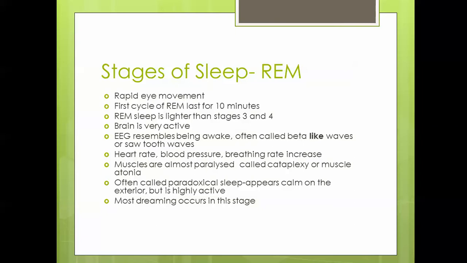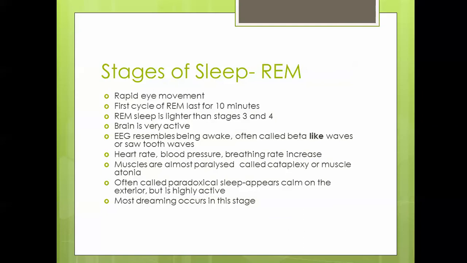REM sleep is lighter than stages 3 and 4, and the brain is very active during this stage. It's often called paradoxical sleep because the person appears as though they're very calm on the outside, but they're very active. And the reason we know that they're very active is that their EEG resembles being awake and produces waves that are referred to as beta-like waves or sawtooth waves. Never in an exam say that REM sleep displays beta waves. You will get that wrong. We only have beta waves when we're awake, but during REM sleep we have beta-like waves or sawtooth waves. They're the 2 ways you can describe the waves in REM sleep.